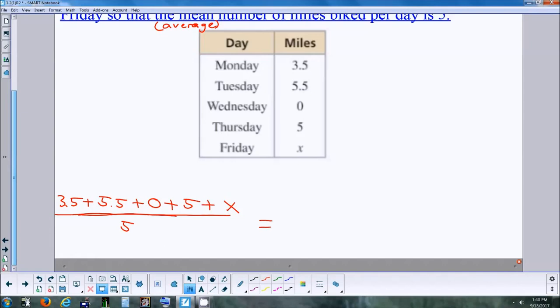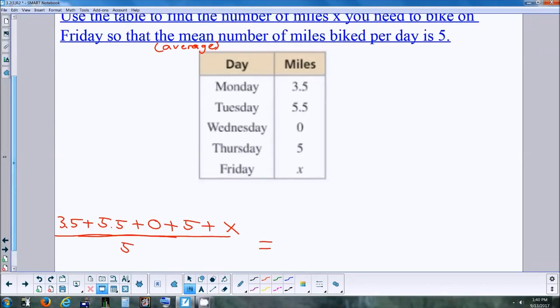The average, or the mean. What did they say they want the average to come out to? We already know what we want the answer to be. What's the average number of miles? 5. So we want this average to come out to 5. So what we're figuring out is, what does this person have to bike on Friday to make that happen?